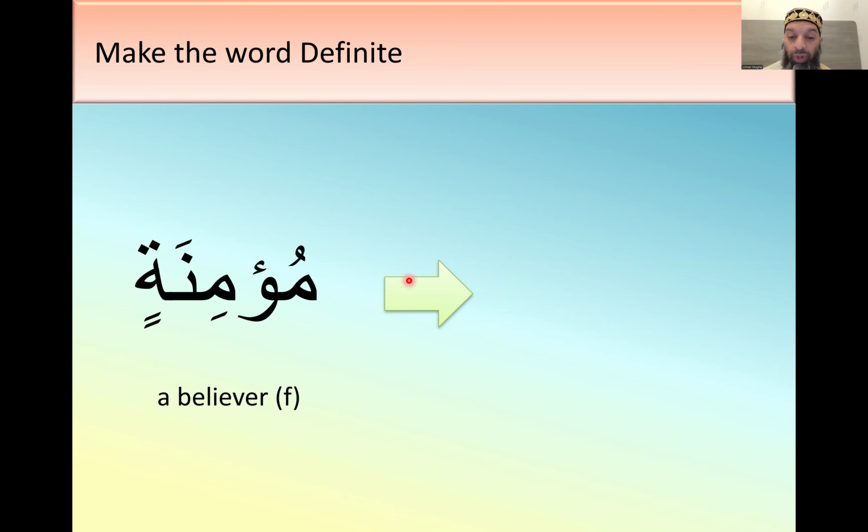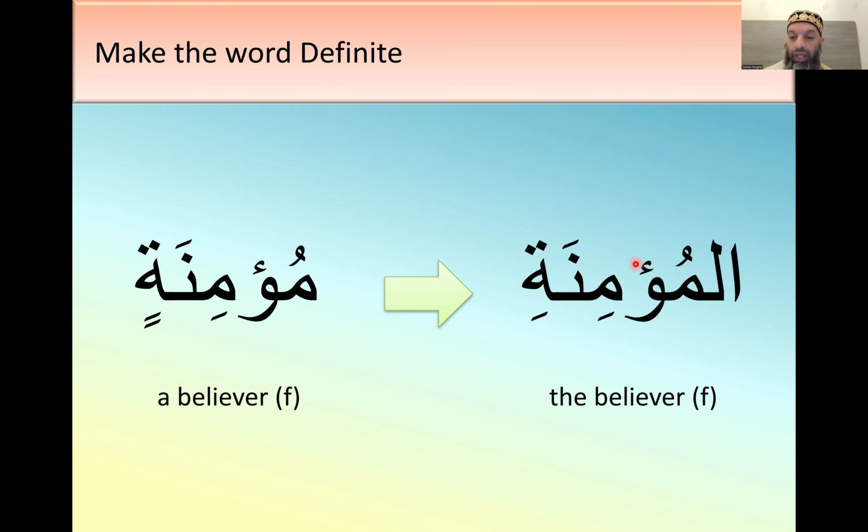So it will become what? Excellent. Al-mu'minati, the believer. Okay, so indefinite here because there's no al, and it becomes definite here because there is an al. Definite is when it's "the", indefinite is when it's "a".